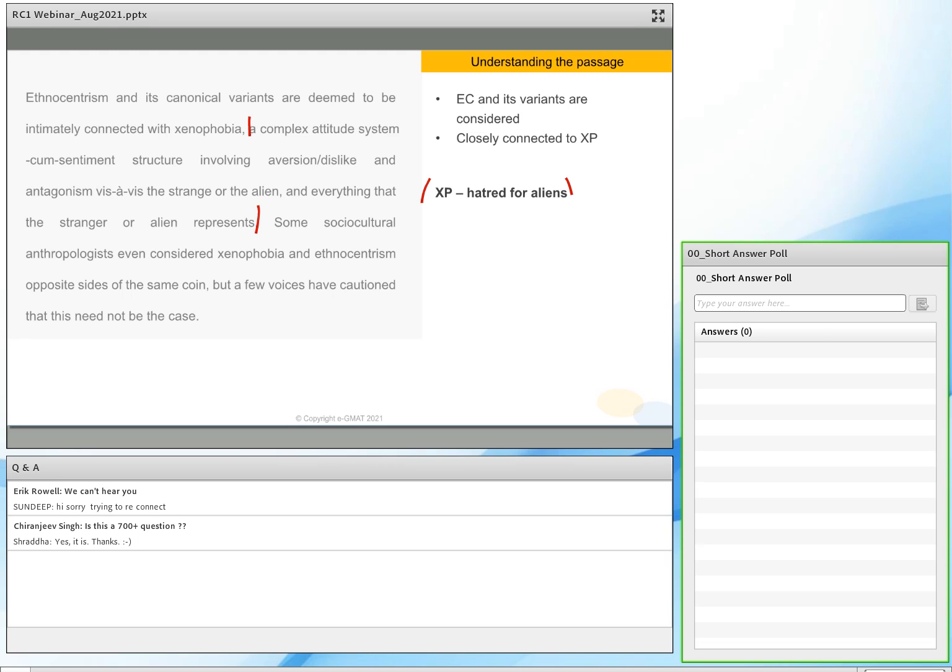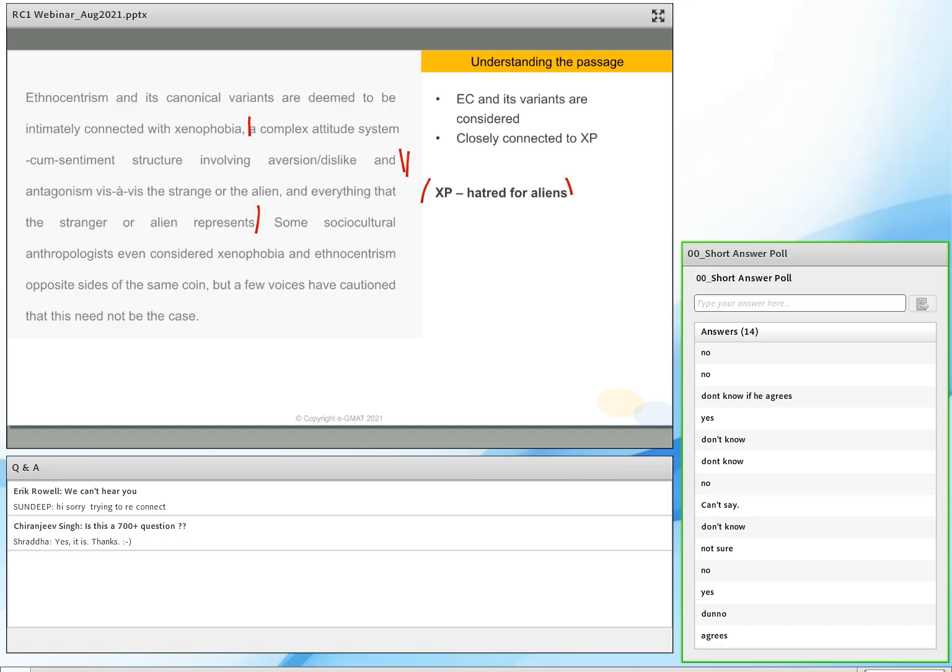Everybody with me so far, I hope, because now I'm going to ask a very important question. You told me that this is the definition of xenophobia. The question is, does the author agree with this definition, or does the author not agree with this definition? You understood that it's a definition of xenophobia, but is it a definition that the author agrees with, or we don't know? Yes.